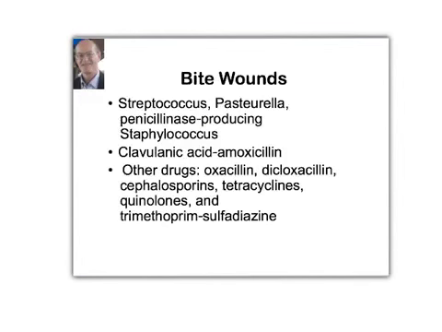Let's look at bite wounds specifically. What you're dealing with here in most cases is strep, Pasteurella, or penicillinase-producing staph. The drugs of choice here would be Clavamox, or clavulanic acid amoxicillin, and other drugs that have protection against the penicillinase-producing bacteria, such as oxacillin, dicloxacillin, or some of the cephalosporins, tetracyclines, quinolones, and sulfa drugs, sulfa-trimethoprim.